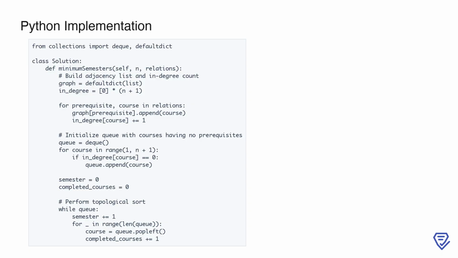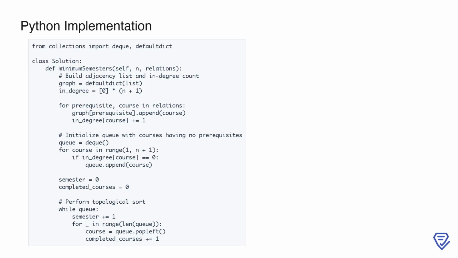Next, we iterate over the relations input, which contains pairs of prerequisites and courses. For each pair, we add the course to the adjacency list of its prerequisite and increment its in-degree by 1. After constructing the graph and in-degree array, we prepare for the topological sort by initializing a queue. This queue will hold all courses that have no prerequisites, which we determine by iterating through the in_degree array. Any course with an in-degree of 0 is added to the queue.